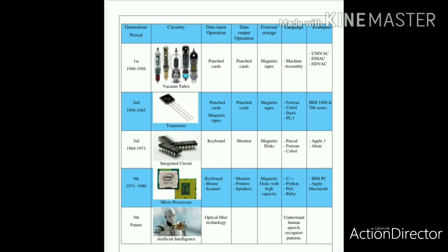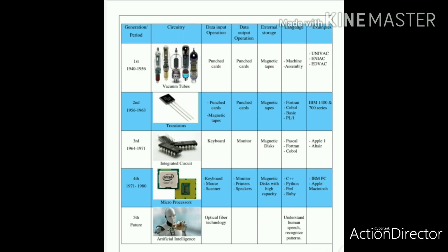The language of second generation was Fortran, COBOL and basic PL1 language. IBM 1400 and 700 series were examples of second generation computers. The third generation of computers started using the integrated circuit. This was the first generation which started using keyboard and monitor.